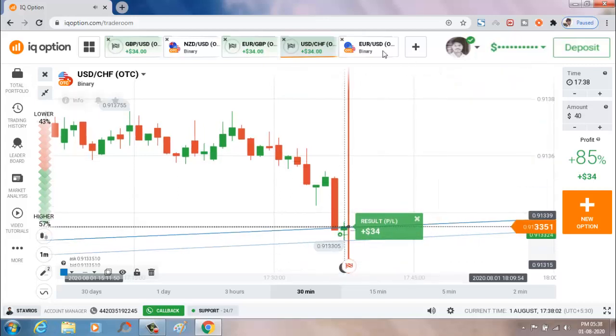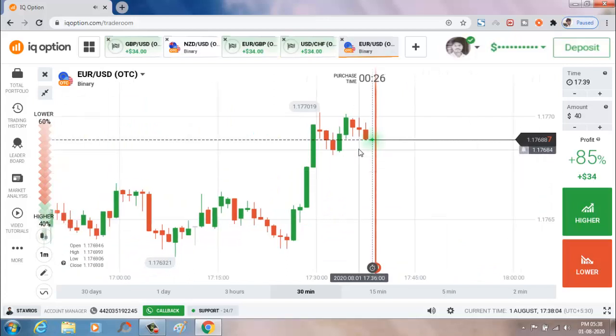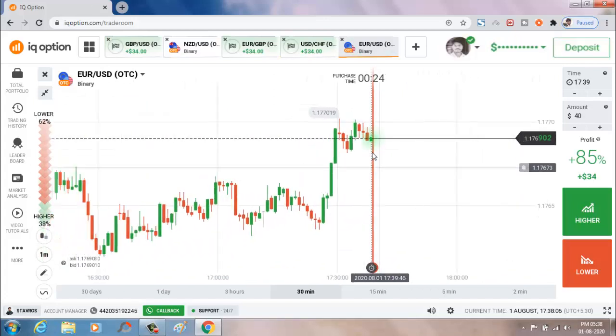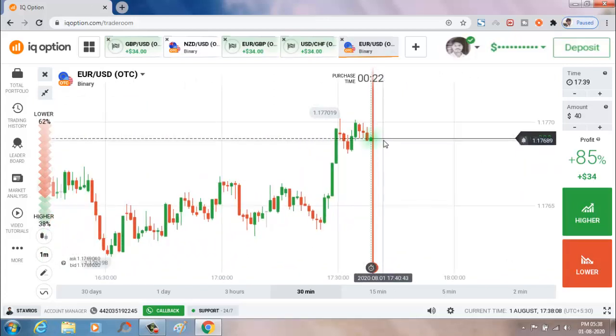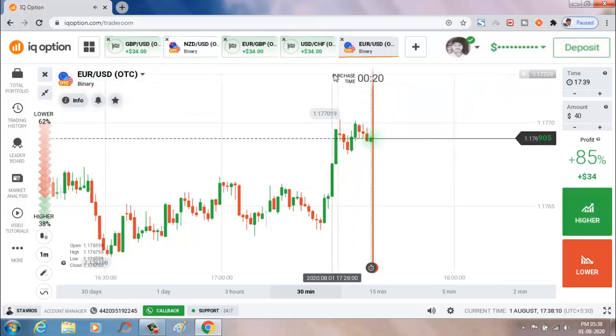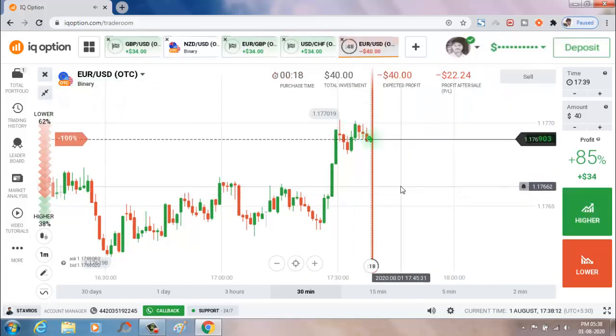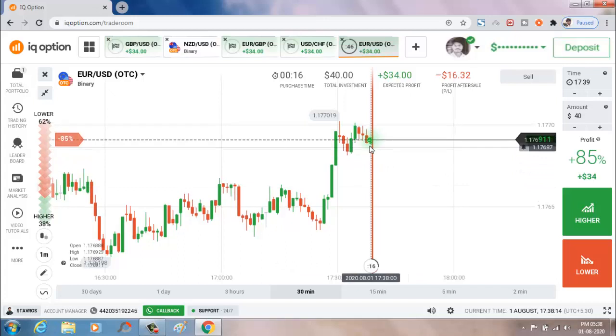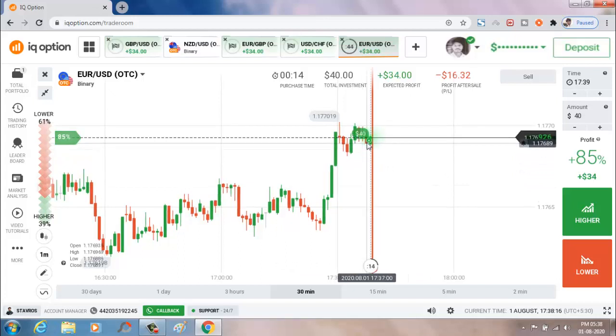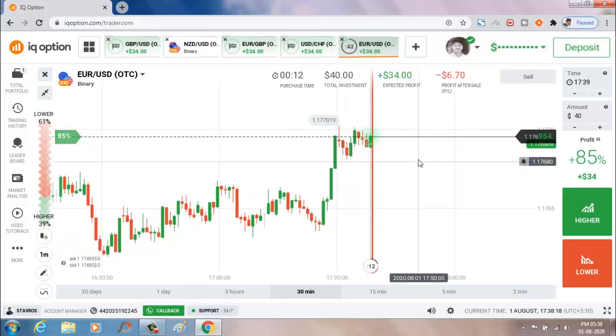Okay, this is also a winning trade. I'll check the next pair. Okay, we'll place a higher option. This is a reversal sign. You can see.